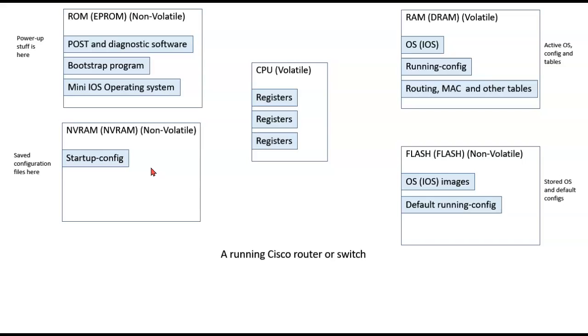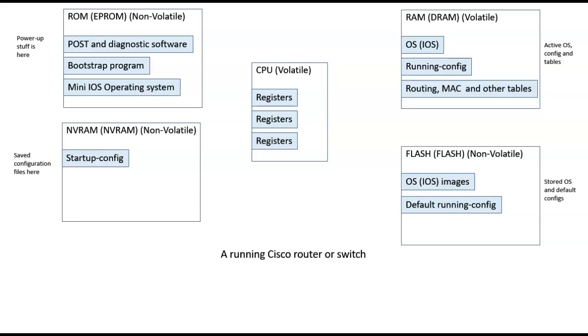There's NVRAM, which is very much like flash memory. In fact, it may be part of the same physical memory in newer systems. It holds a startup config file, which is really a saved running config file. It's saved to this location, and then when the system is booted up, it loads back into the system. Now, if that doesn't exist, then this default running config will be put there instead.